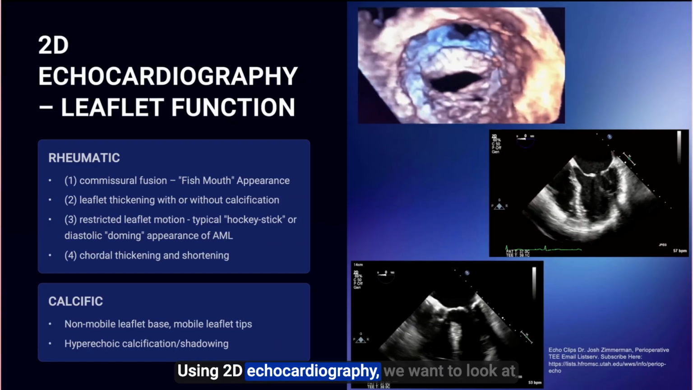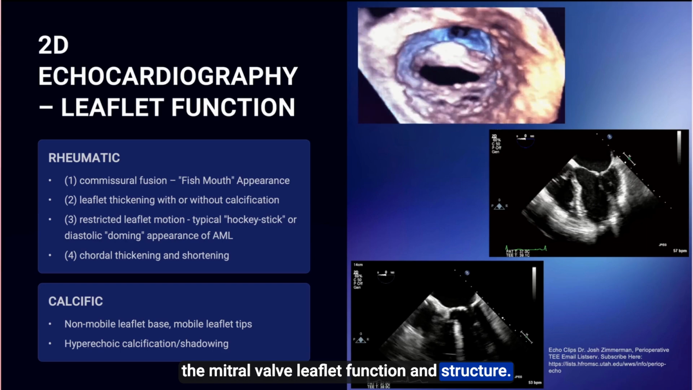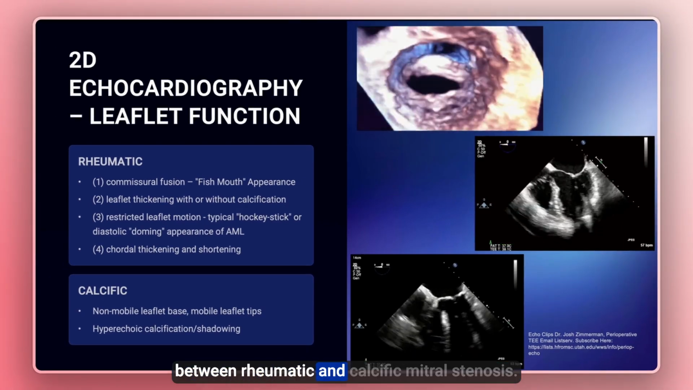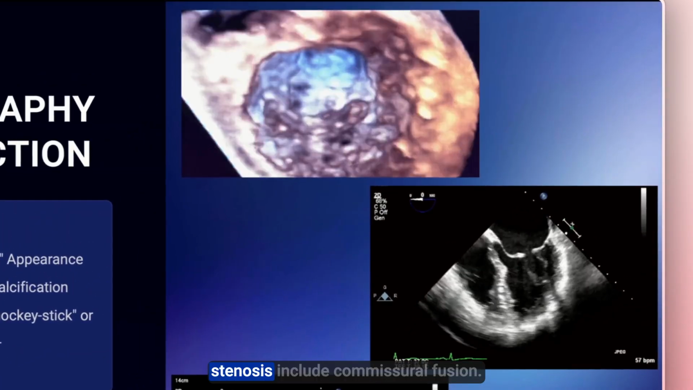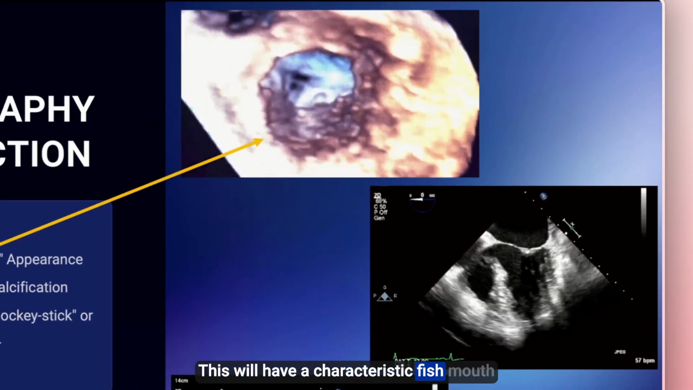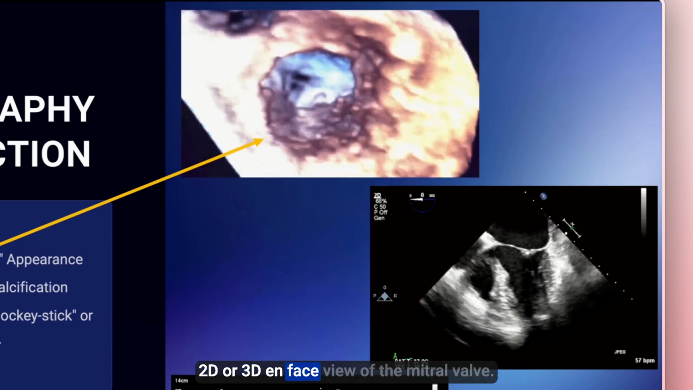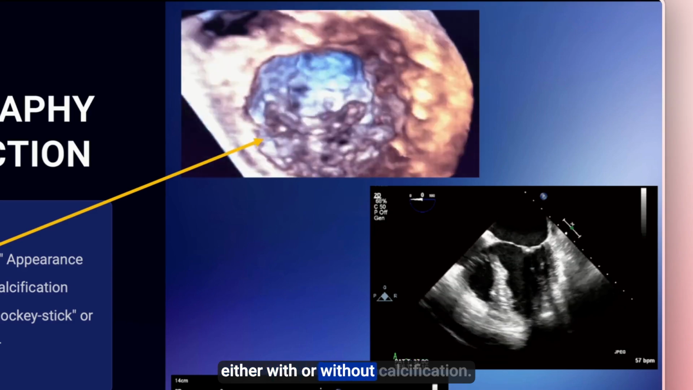Using 2D echocardiography, we want to look at the mitral valve leaflet function and structure. So looking at leaflet function, let's differentiate between rheumatic and calcific mitral stenosis. Key factors for rheumatic mitral stenosis include commissural fusion. This will have a characteristic fish mouth appearance, especially when you do a 2D or 3D en-face view of the mitral valve. Number 2, we'll see leaflet thickening either with or without calcification.